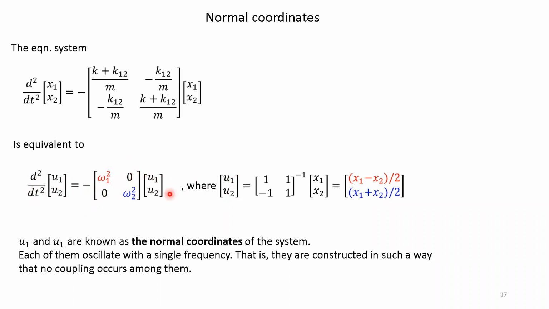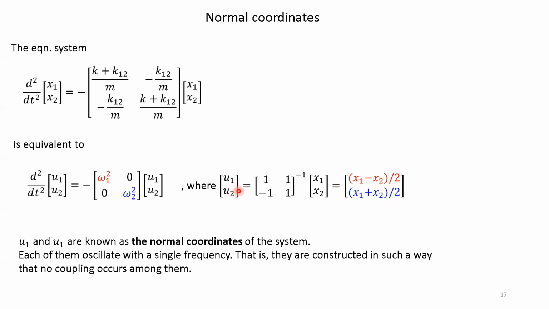This u1 is just an oscillator oscillating at this frequency omega-1, and this u2 is just another oscillator oscillating at the other frequency omega-2, right? And it looks like they have nothing to do with each other. So there is no coupling between them. Again, this is nothing new, but there's a name for this u1 and u2.